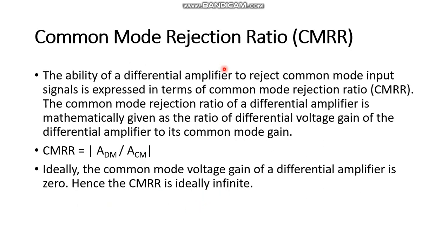So what is the common mode rejection ratio? The ability to reject common mode input signals is expressed in terms of the common mode rejection ratio, that is the ratio of differential mode gain to common mode gain. This ratio is known as CMRR. For an ideal op amp, the common mode gain is approximately 0, so this ratio becomes infinity.